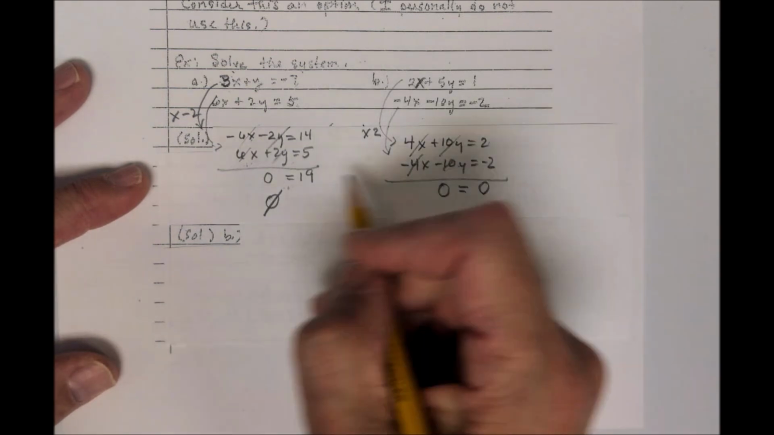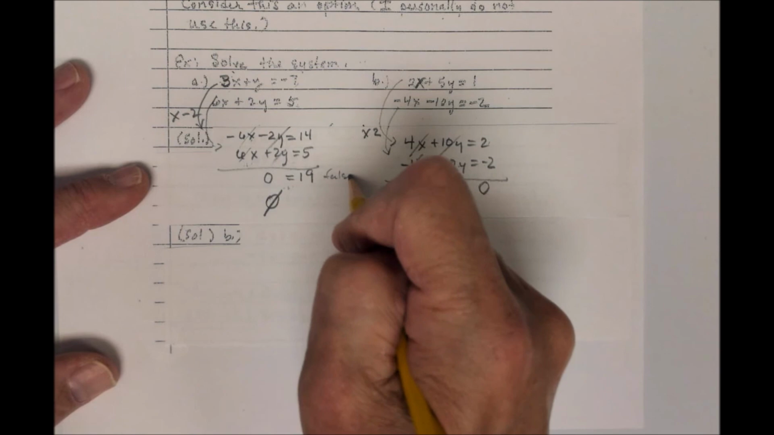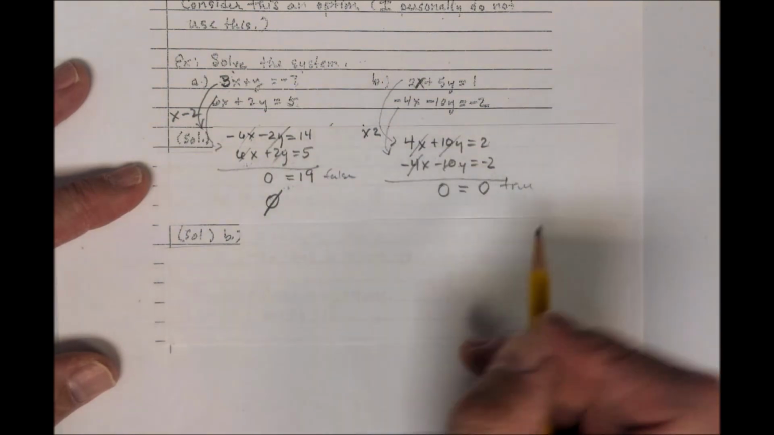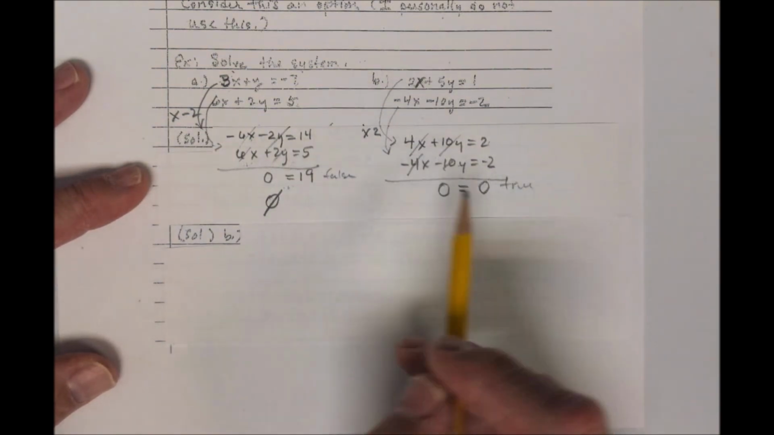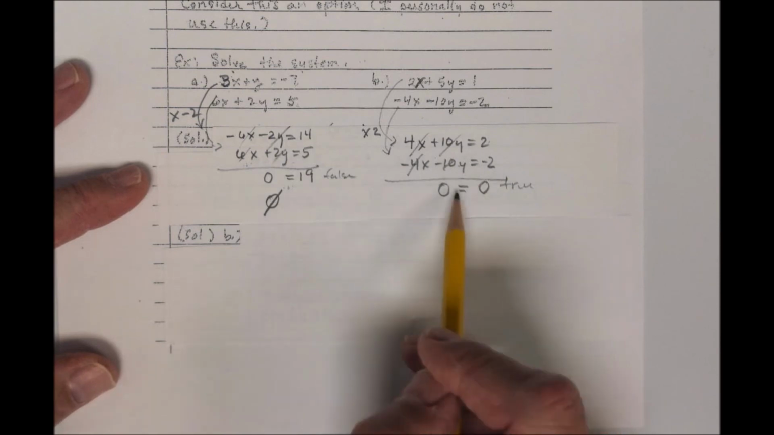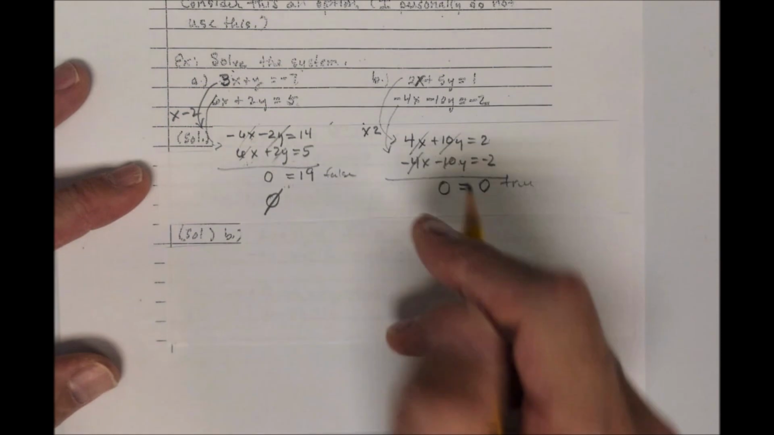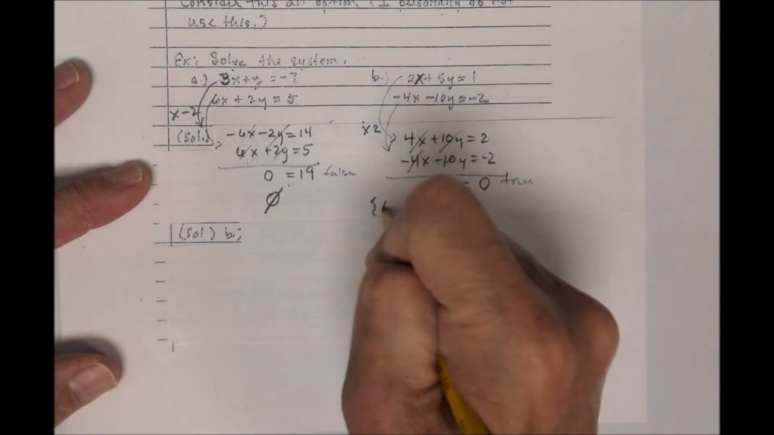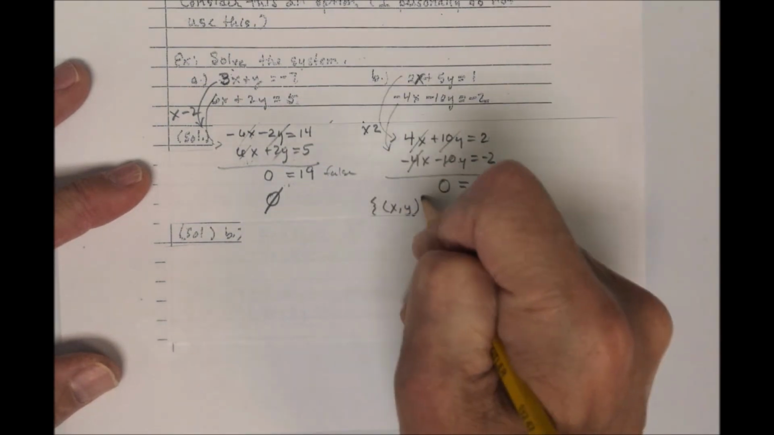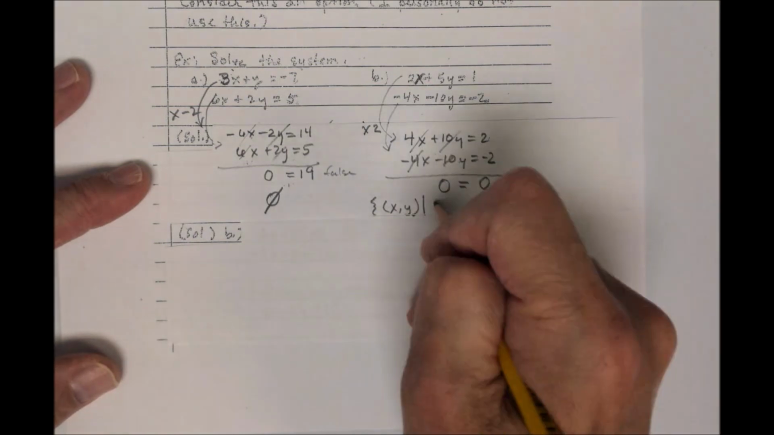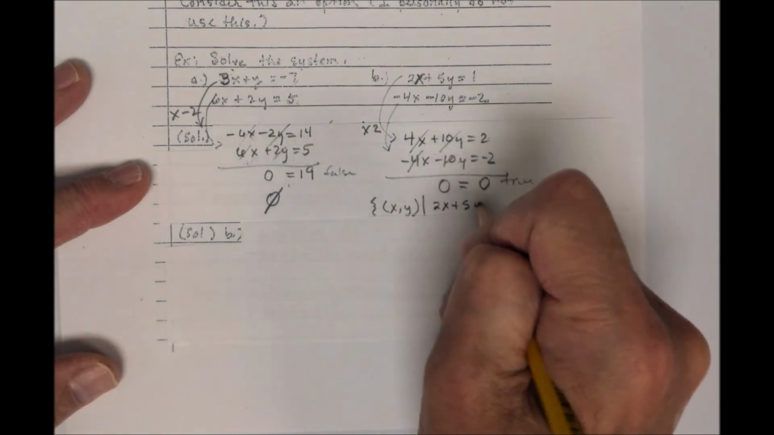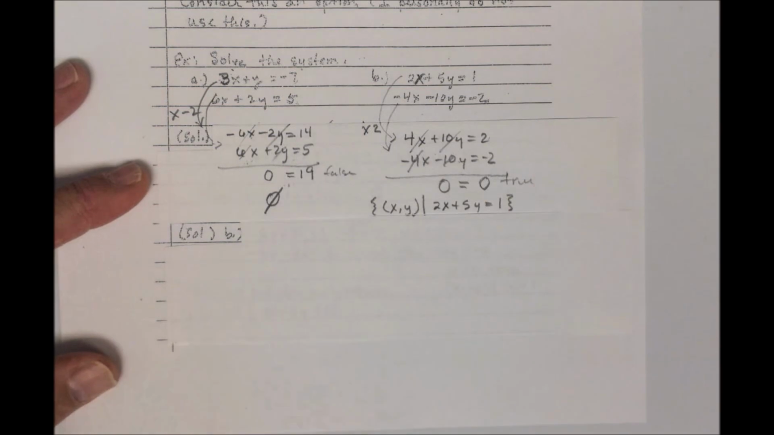This one was a false statement. This one's a true statement. So that's how you can tell which one of the two special cases you end up with. In this case, it is the set of all ordered pairs on either line. So we write that as the set of all ordered pairs x, y, such that, and then we can write either equation down. 2x plus 5y equals 1 works. I got to use the other one as well.